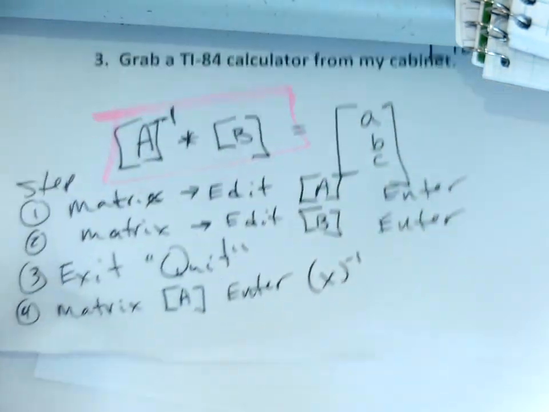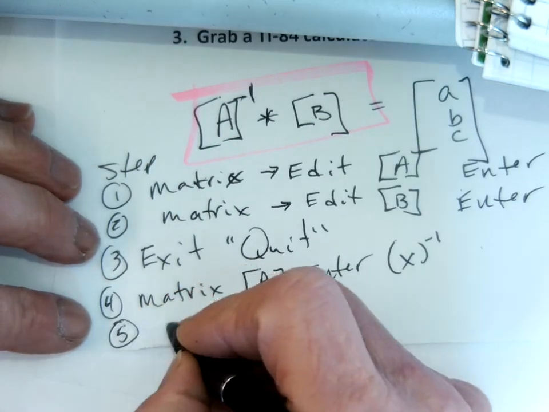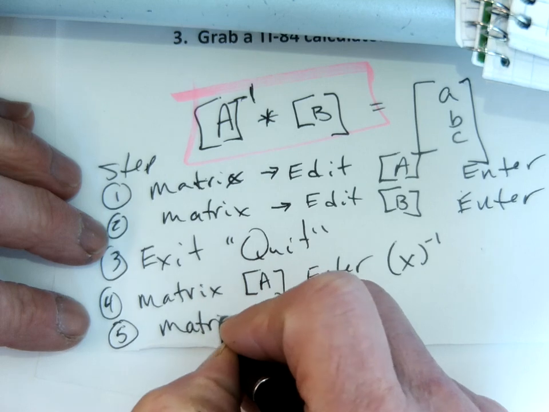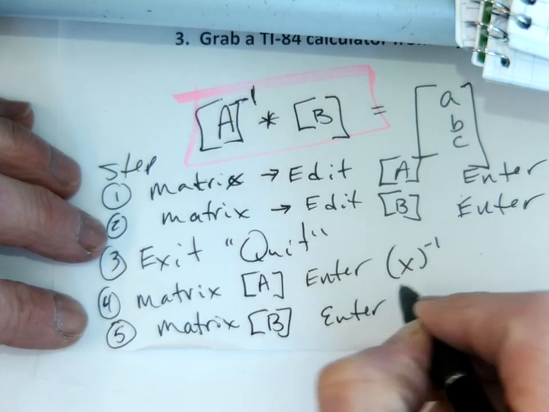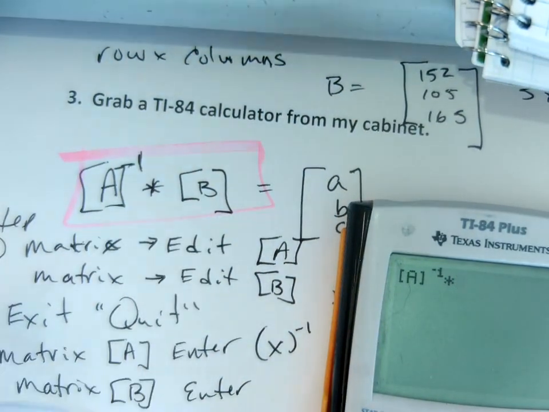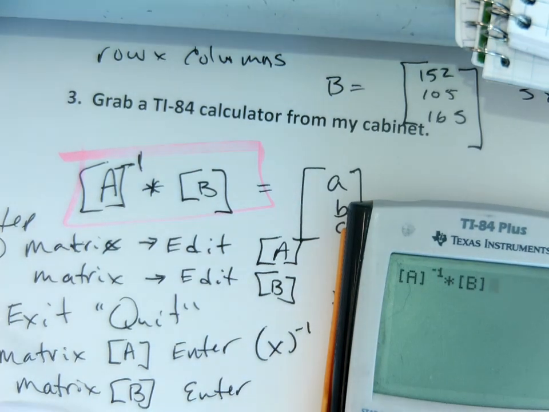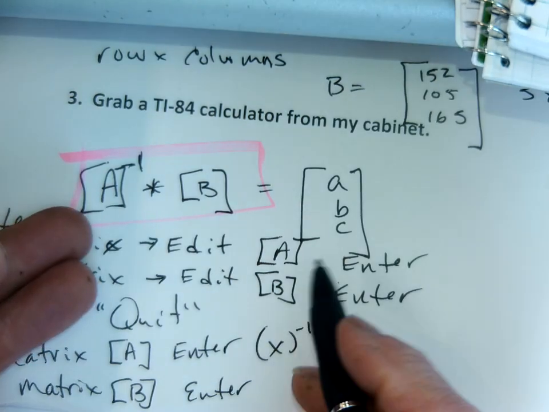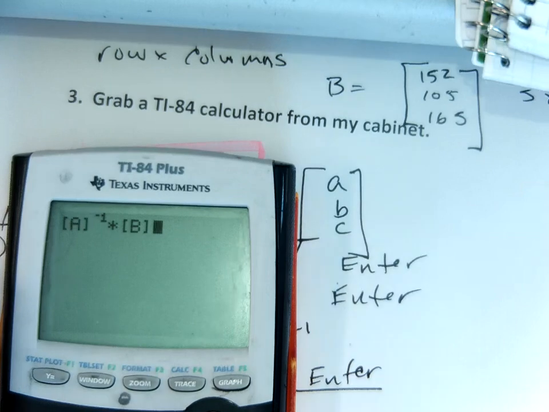So now I'm going to go back to my matrix again because I need B. I'm going to find B, and then I'll push enter again. I go down to B. That's the B I want. I'm on names. That's the B I created. I push enter, and there it is. Now I'm just going to push enter. I'm going to get my answer. So now push enter again. And I should get the answer.